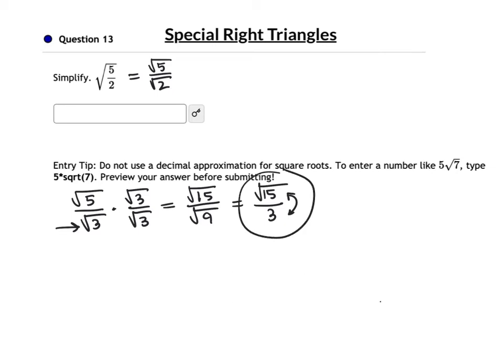This is my answer. Notice the denominator is a whole number, 3. Could be negative, so it would be an integer. The correct answer then is root 15 divided by 3. Notice the denominator again is rational. It's not a square root.